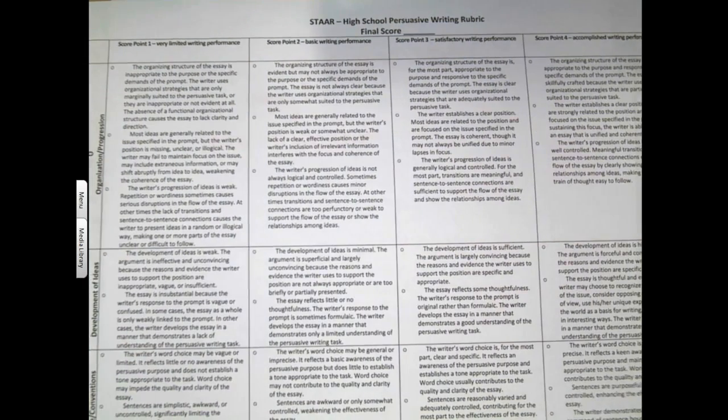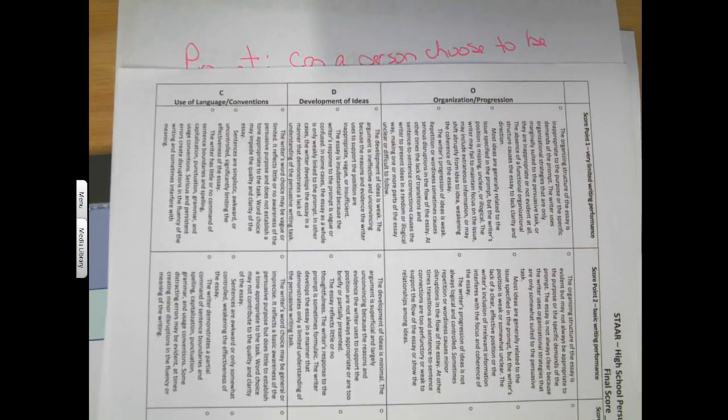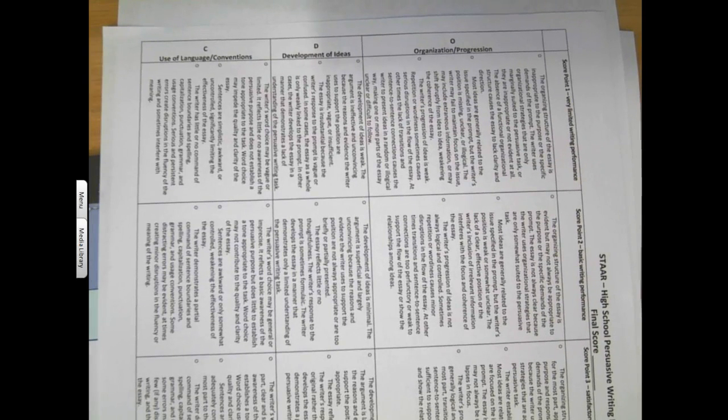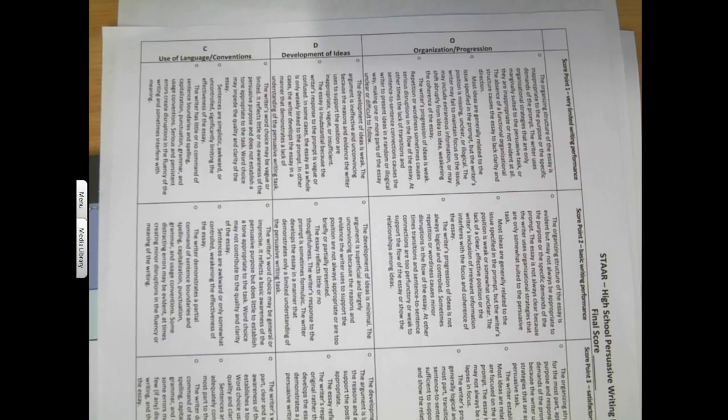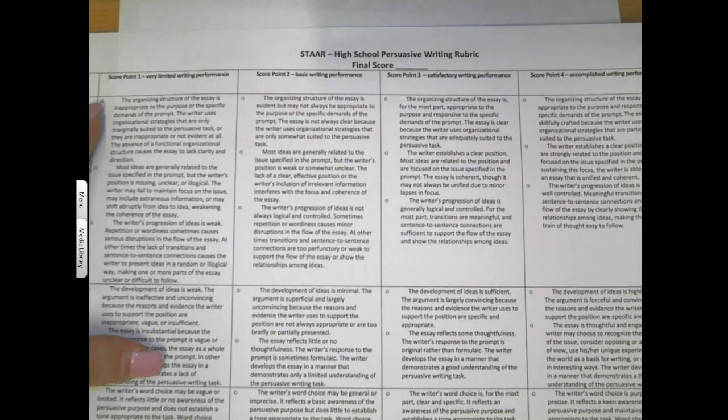1 is very limited, 2 is basic, 3 is satisfactory, and 4 is accomplished. There are 3 categories on which you're graded: organization and progression, development of ideas, and use of language and conventions. Within each category, there are subcategories that we look at. So we're going to base ours off of the score point 3.